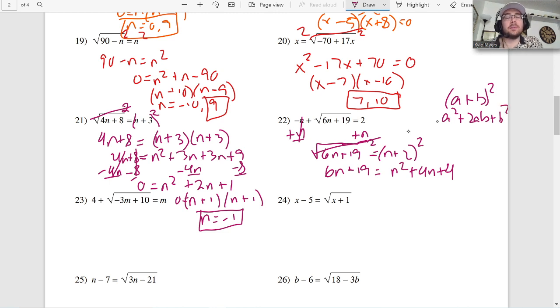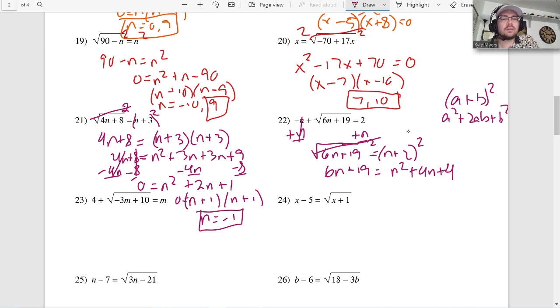Meaning, multiply the first thing by itself, then do 2 times the first thing times the second thing. Then do the last thing times itself. And then you're good to go.